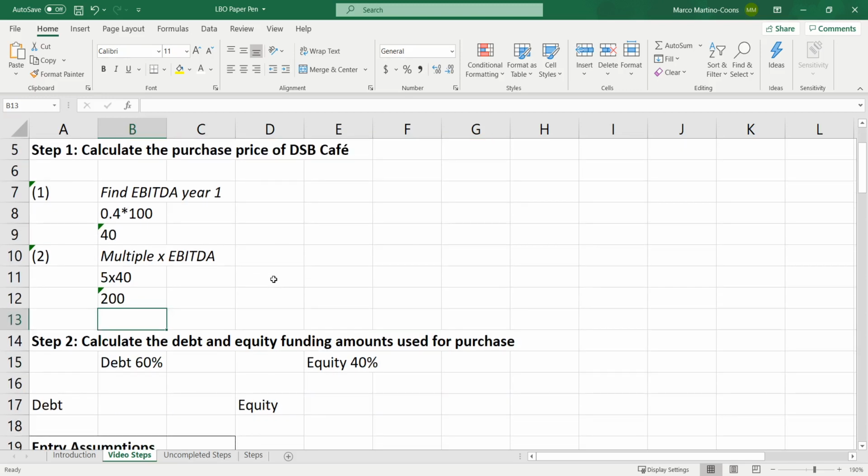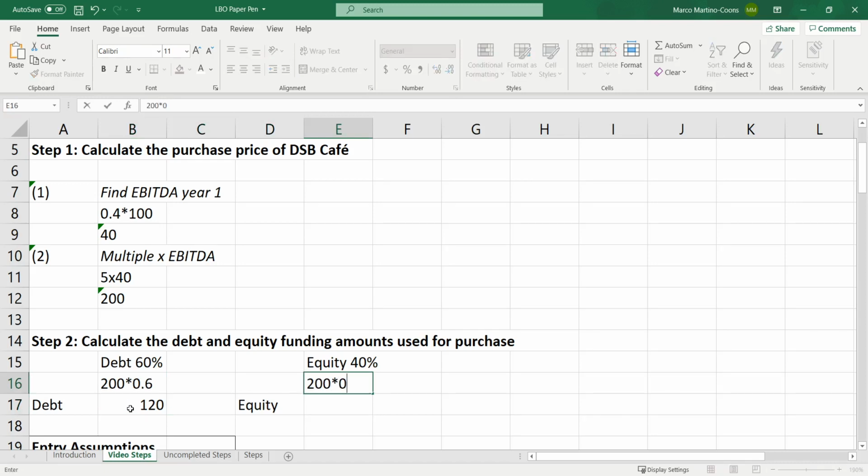So let's look at step number 2. We have to calculate the debt and equity funding amounts used for the purchase. In the case, we said that we're going to do a 1.5 debt to equity ratio, which translates to 60% debt, 40% equity. So all we have to do here is our 200 purchase price multiplied by 60%. Everybody should know that this equals 120. Then we look at our equity amount: 200 times 0.4 equals 80. Obviously, you could have just done 200 less 120. It also would have given you 80, but that's besides the point.